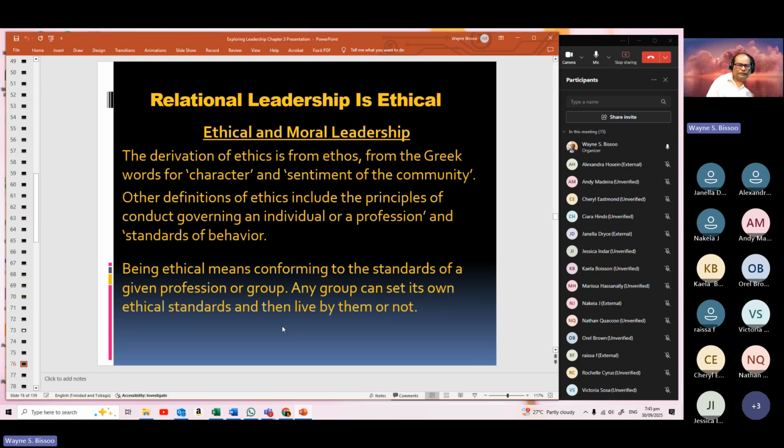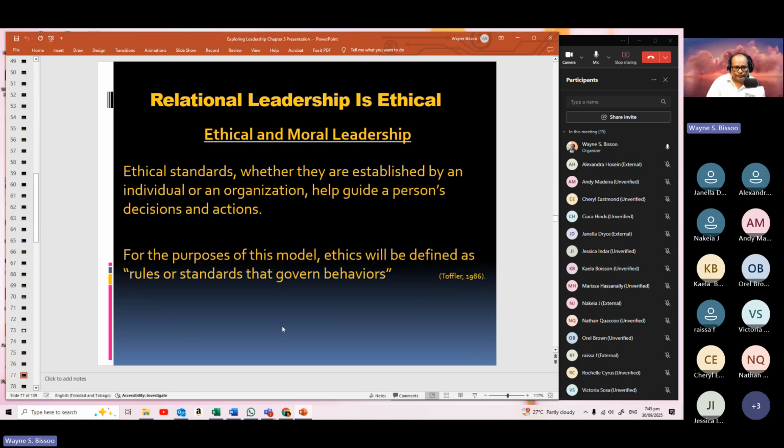It's derived from ethos, that Greek word. Other definitions include the principles of conduct governing an individual or a profession, or a standard of behavior. Being ethical means conforming to those standards of a given profession or group, sort of like what Ms. Sosa was asking about. Any group can set up its own ethical standards and then live by them or not, depending upon what they do. Those are the ethical values that we keep on talking about.